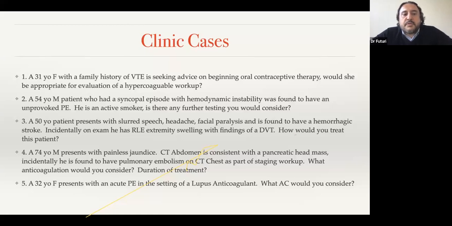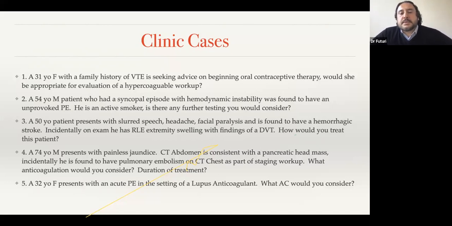Number 4, a 74-year-old presents with painless jaundice. She had come to see me for weight loss, abdominal pain. An underlying CAT scan we completed showed a pancreatic head mass. Incidentally, he was also found to have a pulmonary embolism. Question is, what type of anticoagulation would I consider and how long?